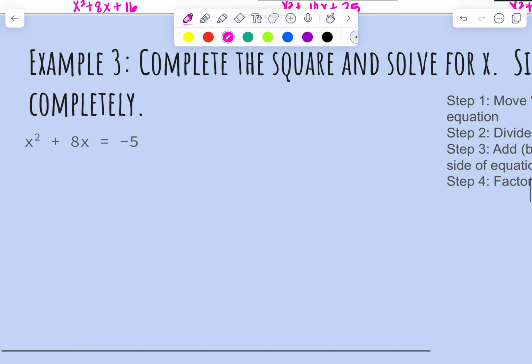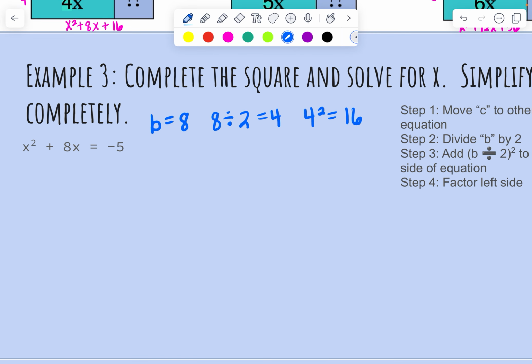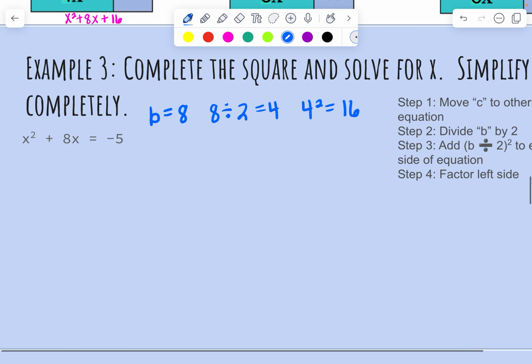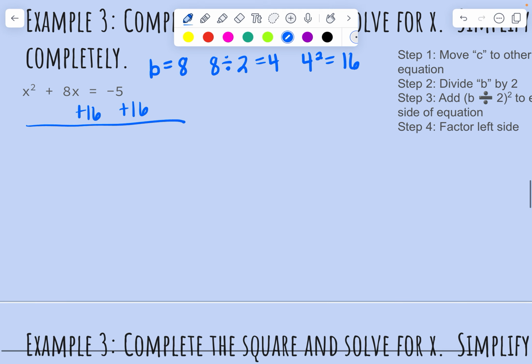So let's look here. So far, we don't have a c, so I don't have to move anything out of the way. My b is 8. It says take the b and divide by 2. So 8 divided by 2 is 4, and then square that. 4 squared is 16. So that's step 2. Divide b by 2, and then square it, and we'll add 16 then to both sides. You'll see why we want to do this in a second.